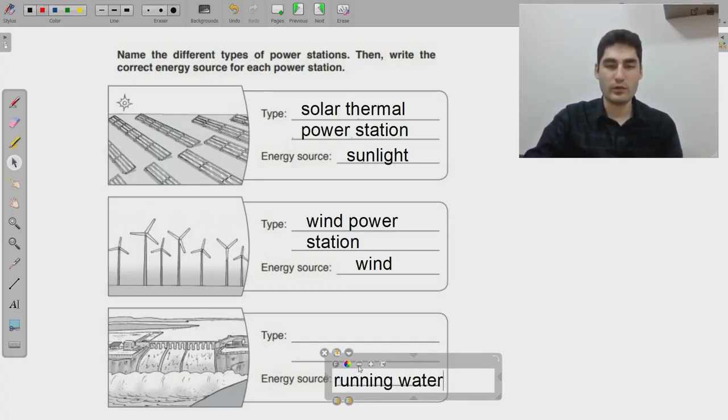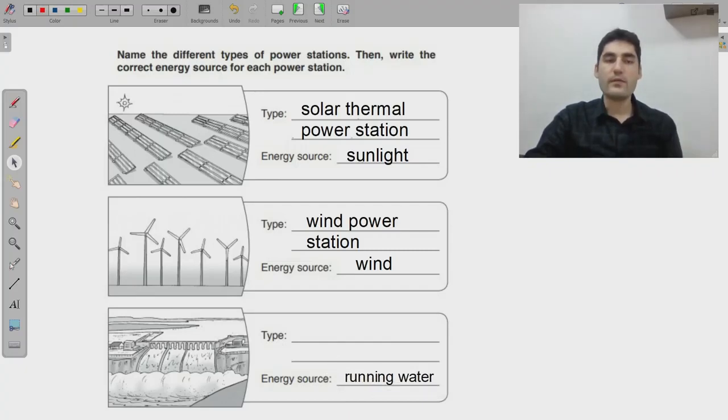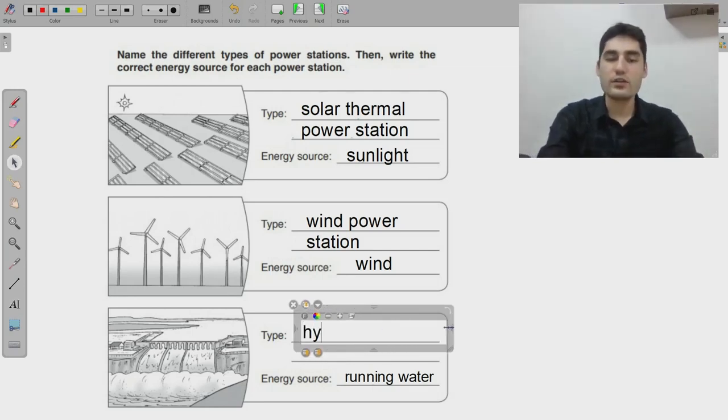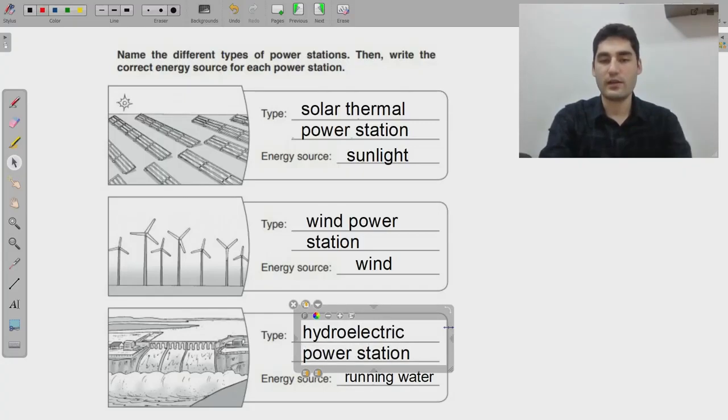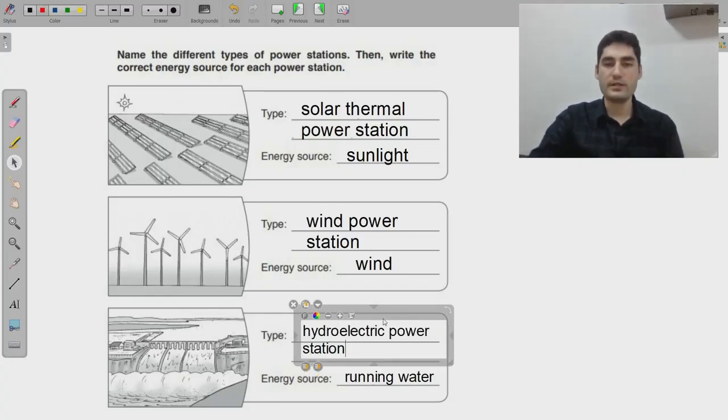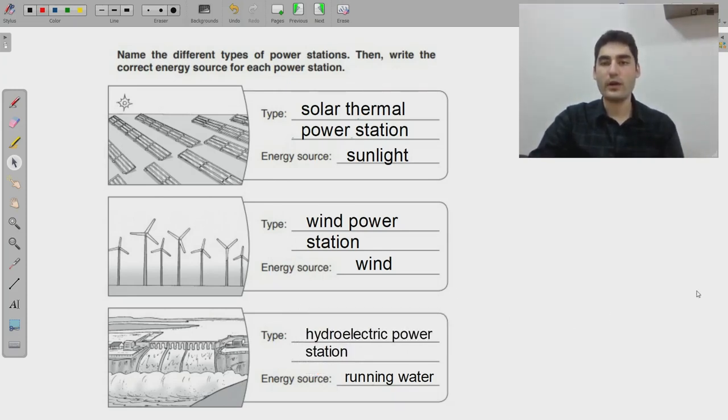Let me put this smaller. Okay, running water. What type of power station is this? The running water is used in the hydroelectric power station. Okay, this is the answer. We already studied all of these last week. I hope you finished your homework. If you did not finish, please finish it now so we can start with this week's lesson.